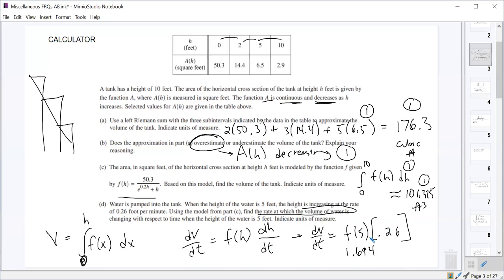And what are the units on that? It's a change with respect to time of the volume, which is feet cubed per minute. And so that was worth 2 points for the value here, and then 1 point at the end for having all of the units in A, C, and D.